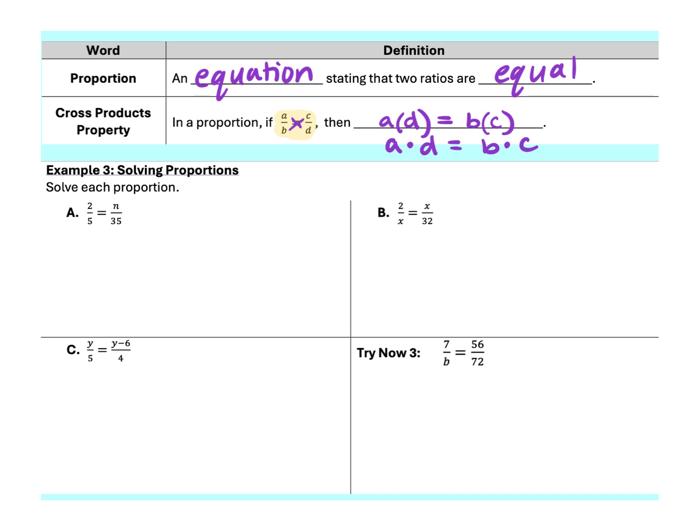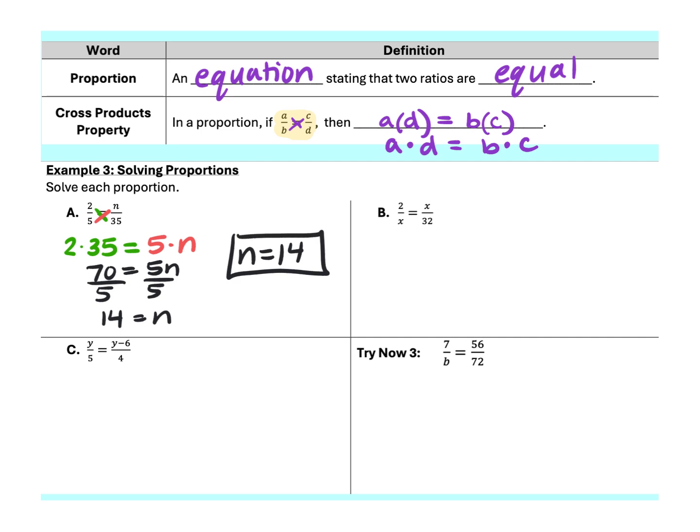For the first one, I'm going to take 2 times 35, and that's going to be equal to the 5 times the n. So simplifying that, we would have 70 equals 5n. And then if we just divide by 5 on each side, that's 14. So n equals 14 is the answer to that first proportion.